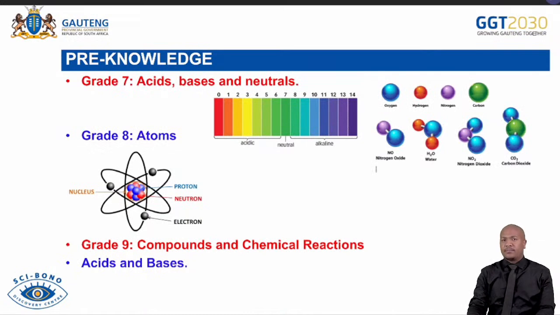In grade 7 as well, we also did acids, bases, and neutrals, where we were testing different substances for their acidity or alkalinity, right? Then in grade 8, we did atoms, which are our building blocks of matter. In grade 9, we have done compounds and chemical reactions, and also acids and bases. So we use all this information to build up on today's subject topic.